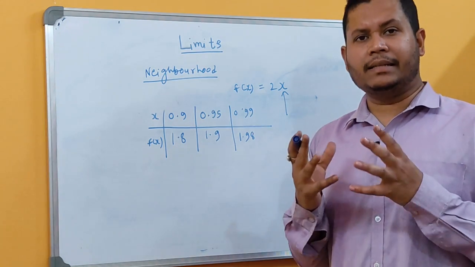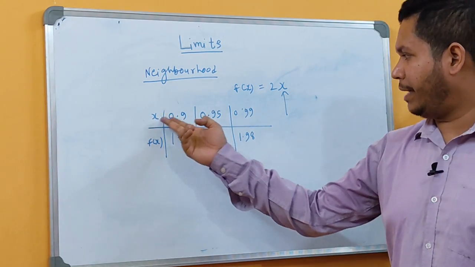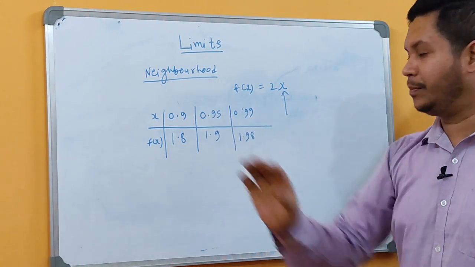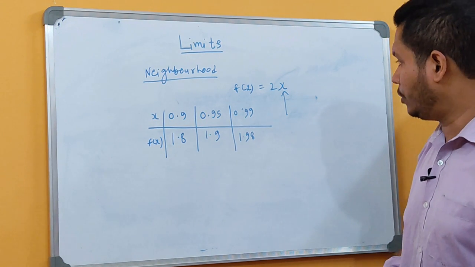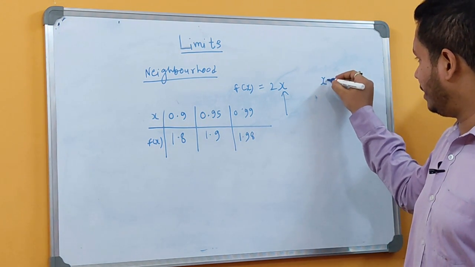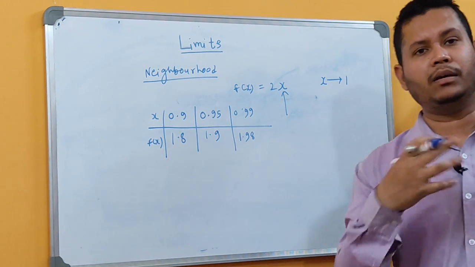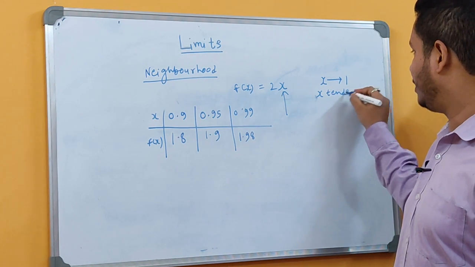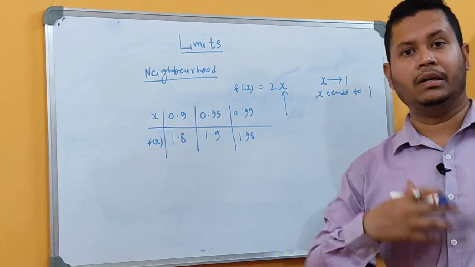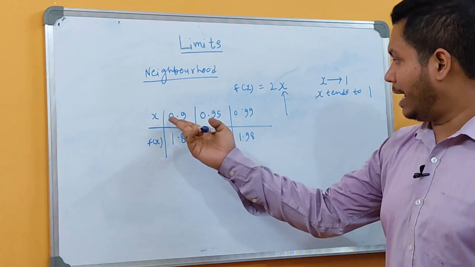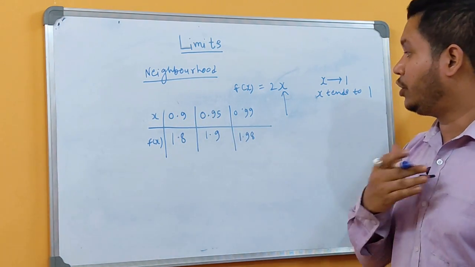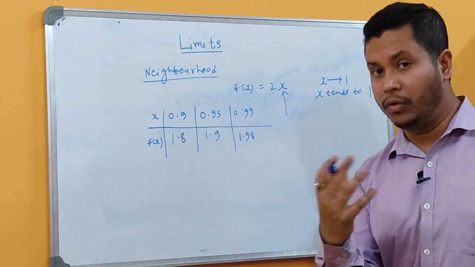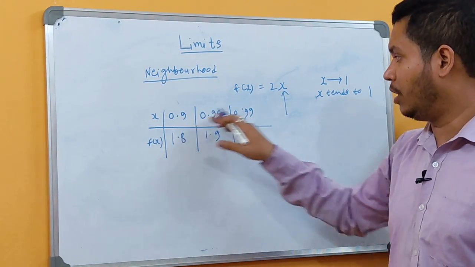To understand this concept, I have taken a few particular values of x, as you all can see here. I have taken the values of x in such a way that the inputs are approaching 1. So x is approaching towards 1, and in other words, we can also say that x tends to 1. See, the values of x that I have taken are all approaching 1: 0.9, then 0.95, then 0.99. So they are moving towards the value 1, right? These are all the inputs.